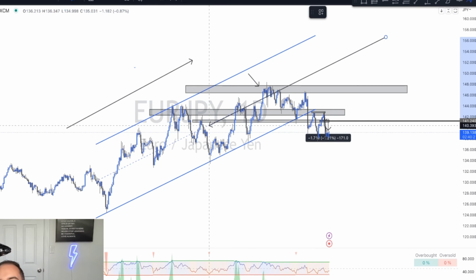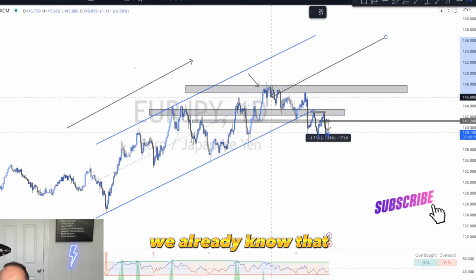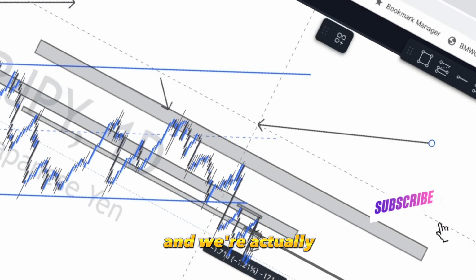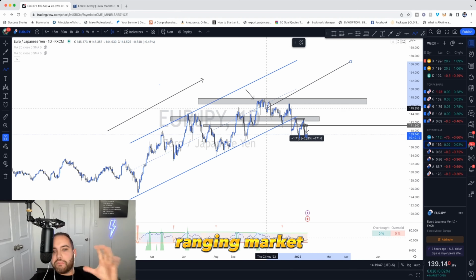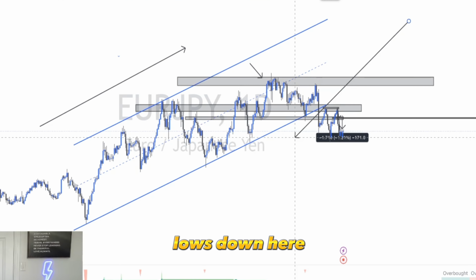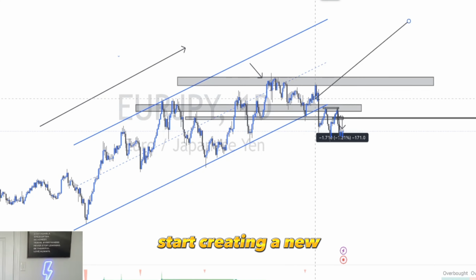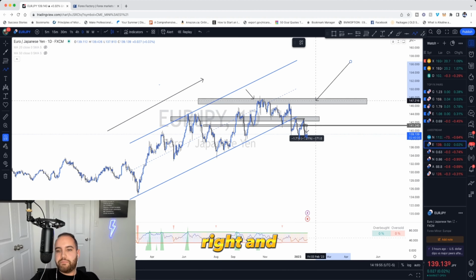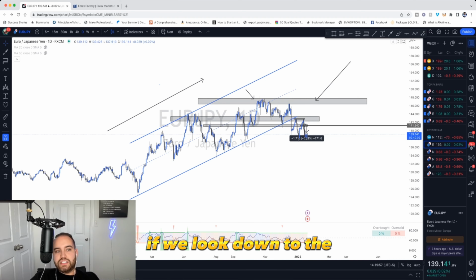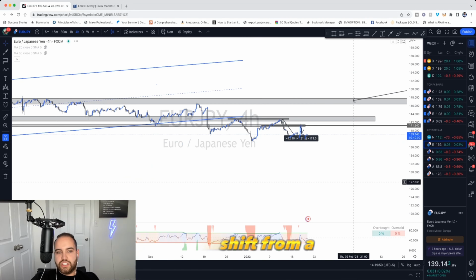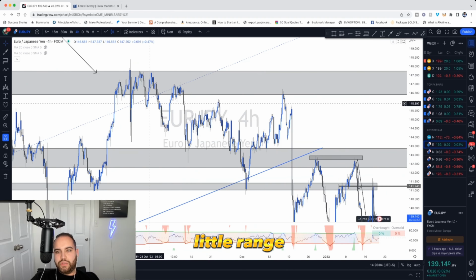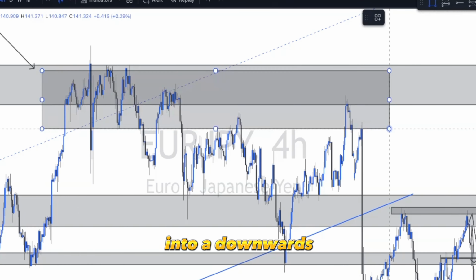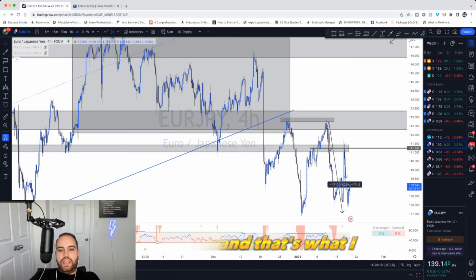Okay, so I already knew as a trader, I'm like, well, on the daily, we already know that we're failing to create a higher high, and we're actually starting to shift its overall direction and potentially start shifting into a ranging market, or even potentially break these lows down here and actually start creating a new overall direction, right? And so that's what ended up happening. If we look down to the 4-hour time frame, we started to shift from an upwards trend, from this channel, into a slight little range that then shifted into a downwards momentum. Okay, and that's what I saw.